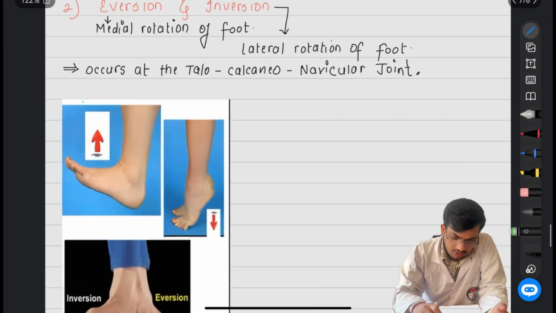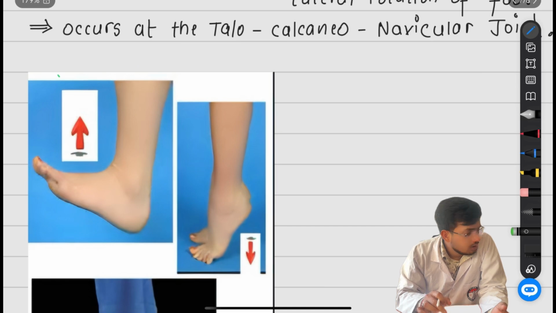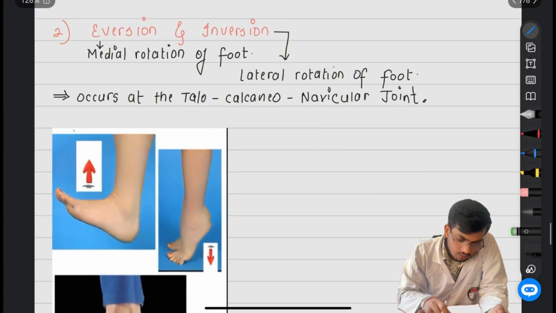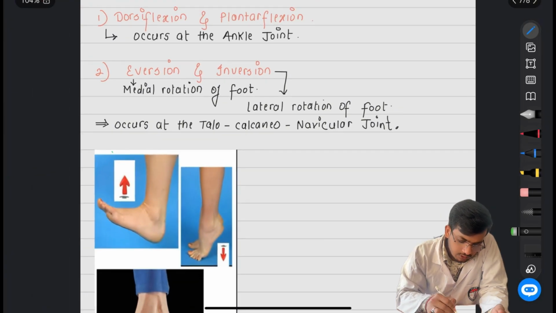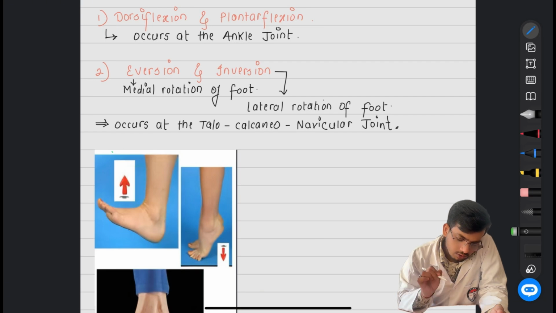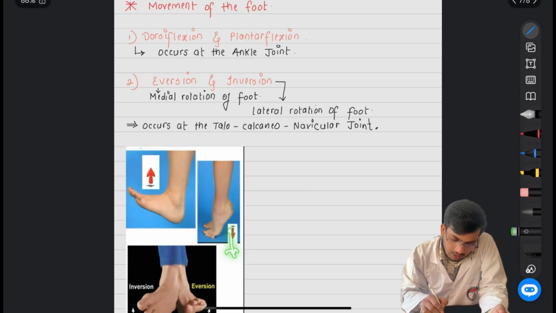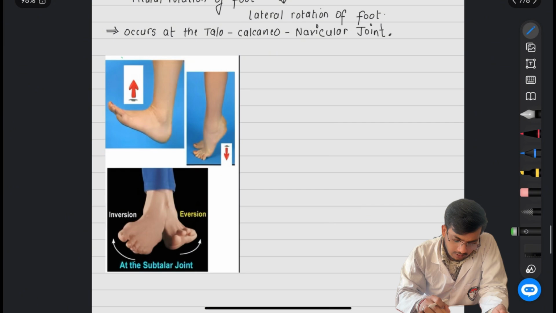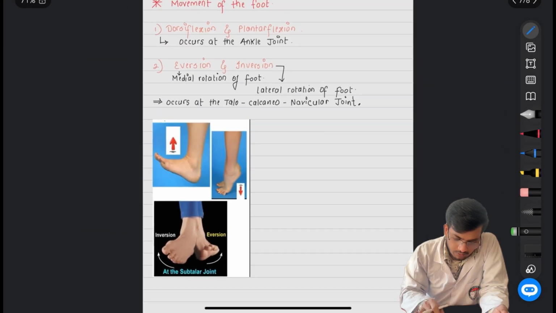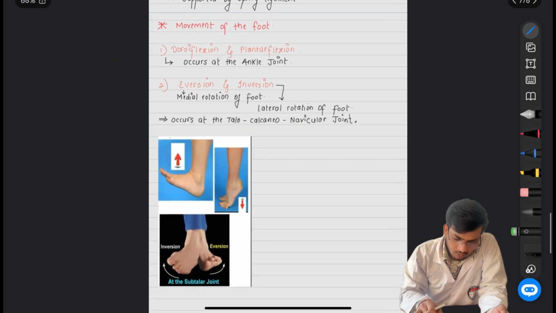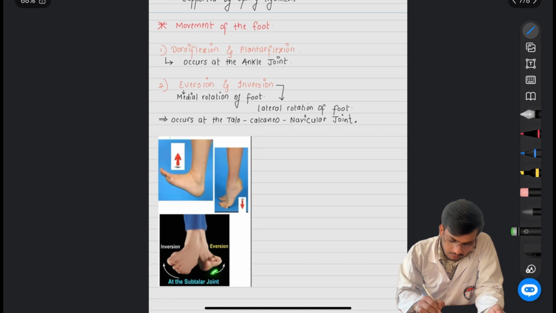You can see this one is your dorsiflexion, and this is your plantarflexion. And at the subtalar joint, you can see your foot is rotating. Your foot is rotating laterally. It is your inversion, and your foot is rotating medially. It is eversion.